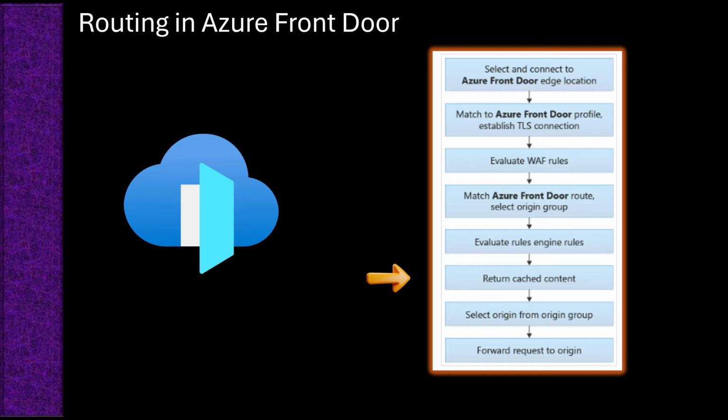Before sending the request to the backend, Front Door checks if the requested content is available in its edge cache. If the content is static and has been cached, Azure Front Door can return the cached content immediately, which improves response times and reduces load on the backend servers.